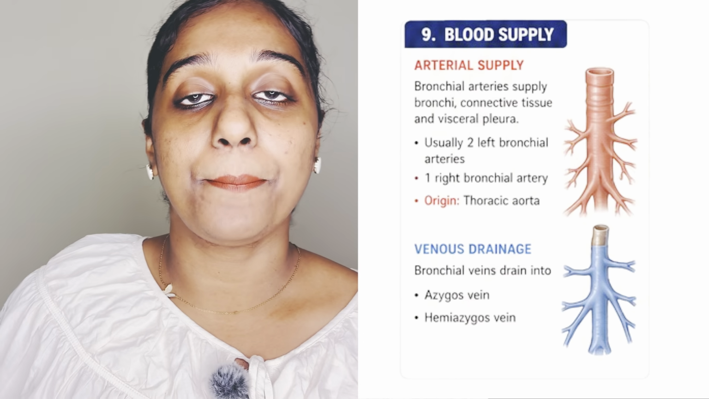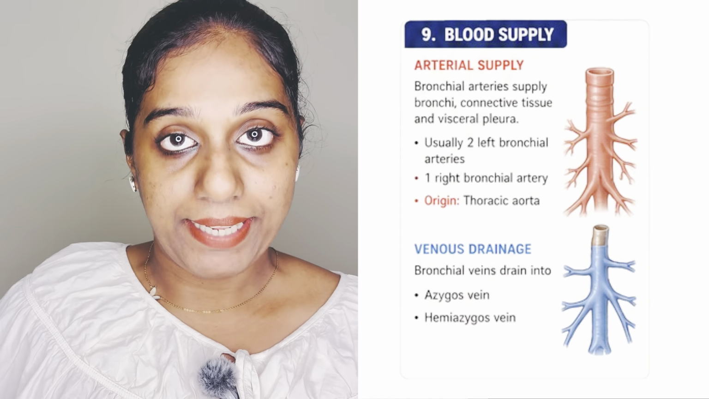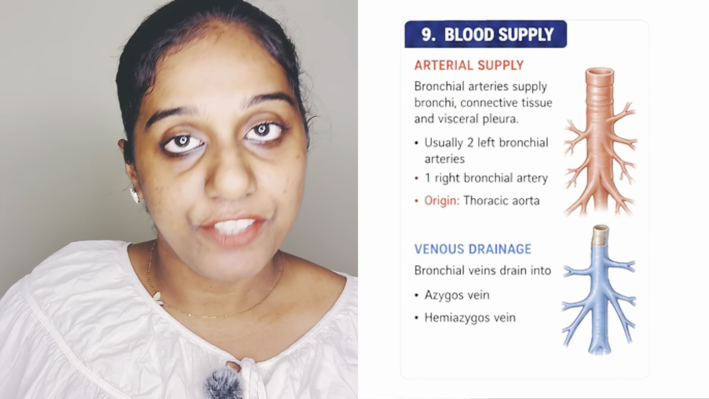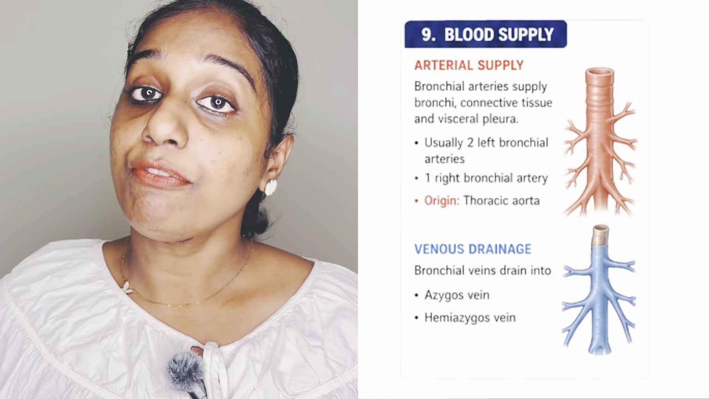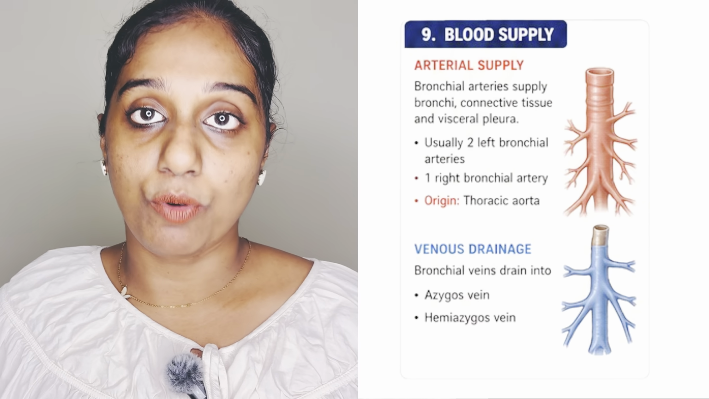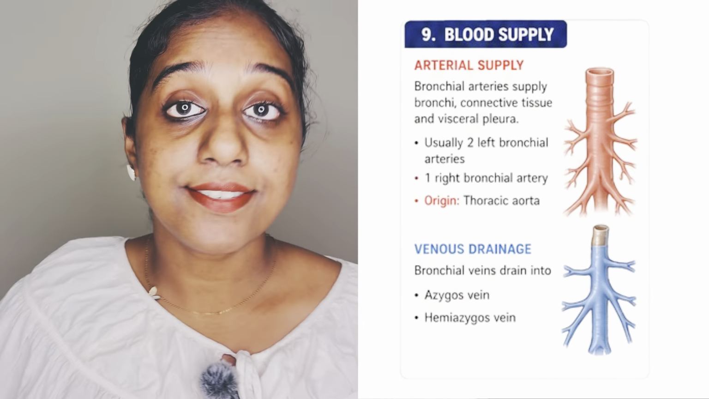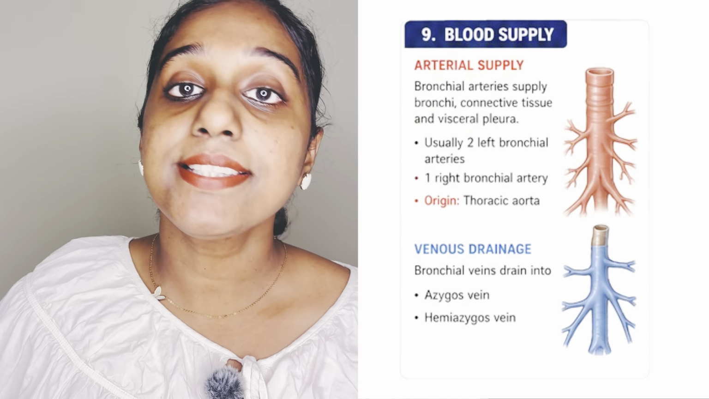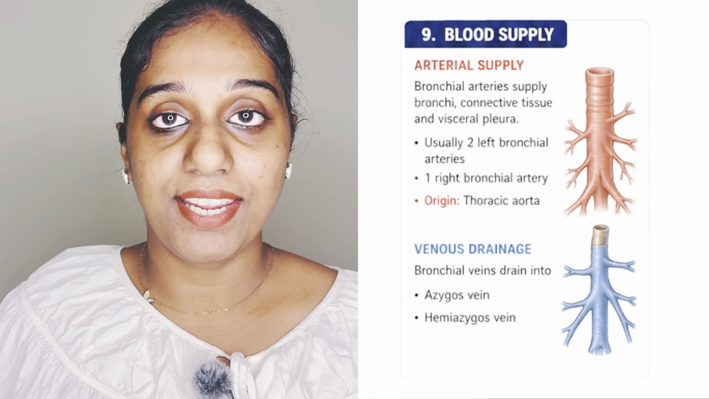Next is blood supply of the bronchial tree. It is supplied by bronchial arteries which supply bronchi, connective tissues and visceral pleura. Usually 2 left bronchial arteries and 1 right bronchial artery. They originate from the thoracic aorta. Venous drainage: bronchial veins drain into azygos vein and hemiazygos vein.